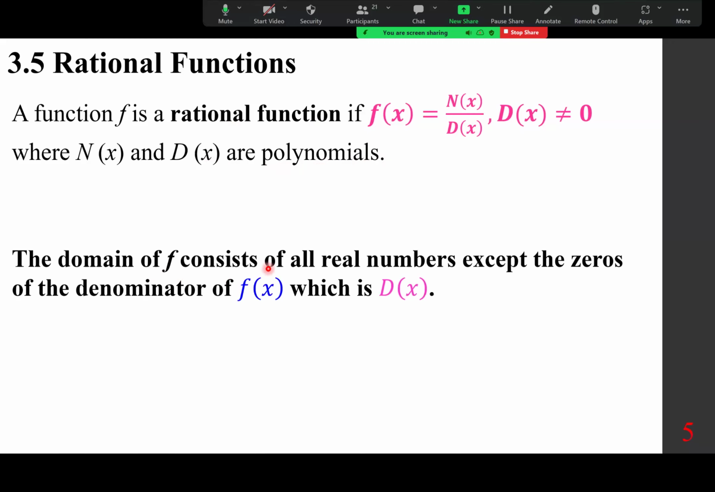The domain of f consists of all real numbers except the zeros of the denominator of f of x, which is d of x. So you set d of x equal to 0 and you exclude it.